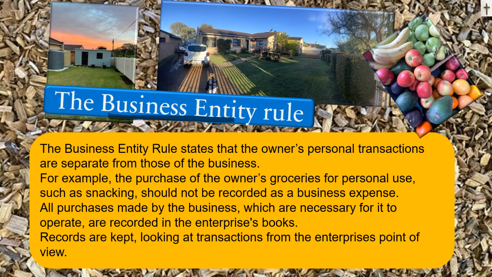Right, the business entity rule says that the owner's transactions need to be recorded separately from that of the business. You need to keep a separate record of the owner's transactions, normally done in the capital and drawings account. Right, that's the business entity rule. All personal transactions, for example, groceries bought for the owner's household use, do not go through the books of the business.